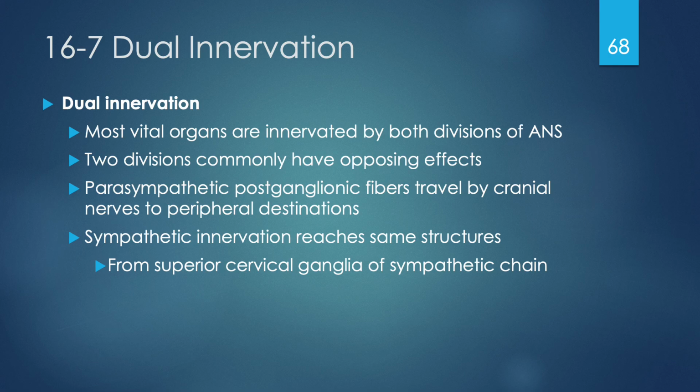Now, the sympathetic innervation will reach the same structures, but they do it in a different fashion. They do it by going from the superior cervical ganglia of the sympathetic chain, for example, to reach the head, whereas in the parasympathetic division, the postganglionic fibers are going to travel through the ciliary, the pterygopalatine, the submandibular, and the otic ganglia by the cranial nerves to get to their destination that is in the periphery.